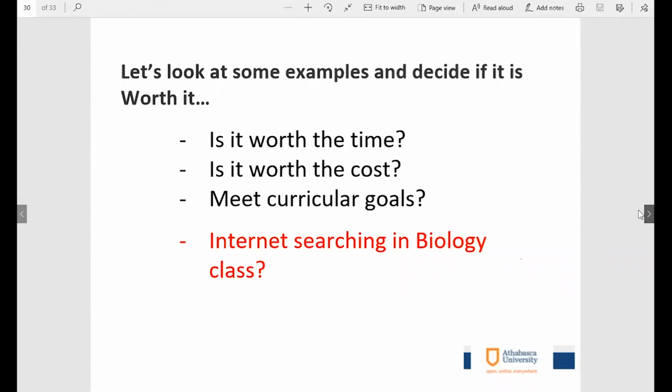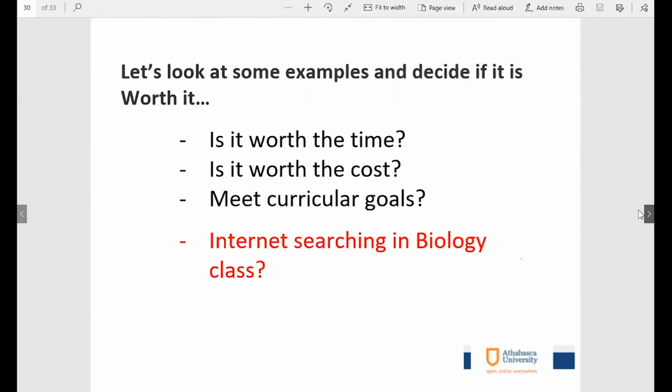Is it worth the time there? Perhaps. Is it worth the cost? Well, the teacher is the only one doing it. It's only the screen that they're teaching with in any case. And does it meet the curricular goals? Well, you're leading this discussion. So in some senses, perhaps an internet search might enhance a lecture. It's doing something that the lecturer cannot do easily.